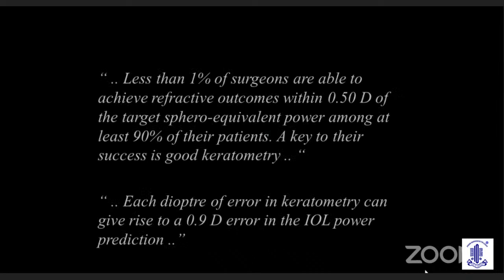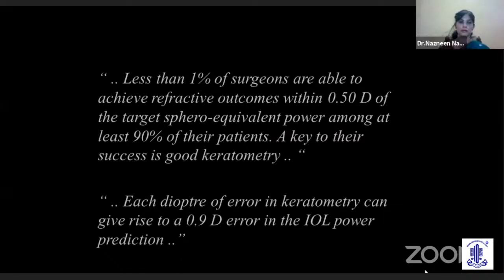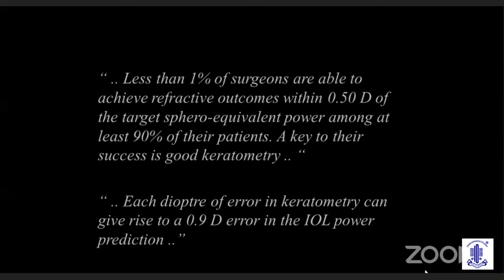So we know that less than 1% of surgeons are able to achieve a refractive outcome within 0.5 diopters of target spherical equivalent power in at least 90% of the patients. The key here is success in good keratometry, because each diopter of error in the keratometry can give rise to 0.9 diopter of error, that is a 1:1 ratio of error.